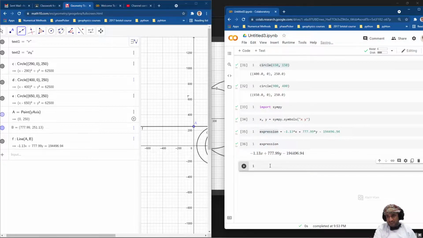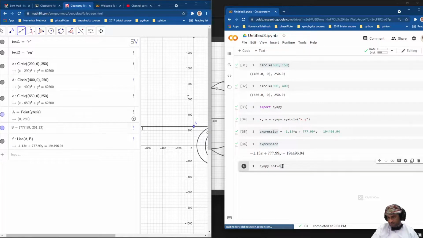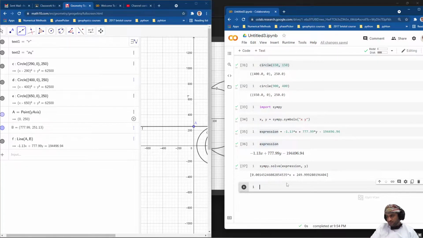To put y on one side so I exactly see what the intercept and what the slope is. So if you try to solve it, you might run into a problem. Let's see how it looks. SymPy dot solve. That's the function I want to use to solve this expression with respect to y. Let's see what happened. So that's the slope and this is the intercept.